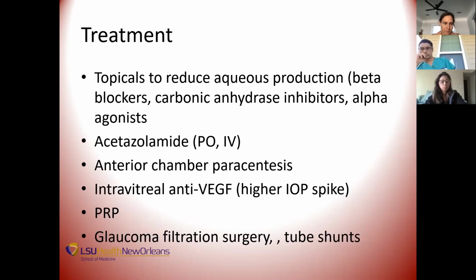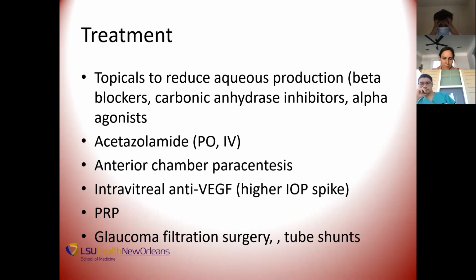As far as treatment goes, acutely you can give topicals to reduce aqueous production: beta blockers, carbonic anhydrase inhibitors, alpha agonists. Those reduce aqueous production. Medicines like latanoprost might not be as effective because those increase outflow, but the outflow tract is blocked anyway, so perhaps those are less effective.